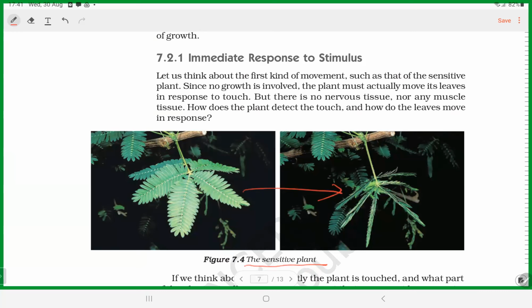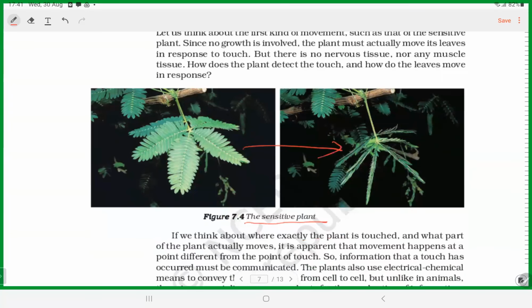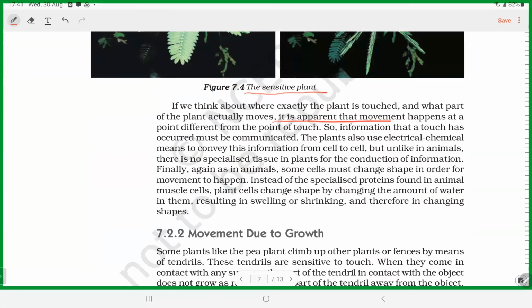Touch is an internal stimulation or external stimulation? External stimulation. When you touch, all of a sudden, the plant closes its leaves. What causes this? Electrochemical means, signal transduction. The plant uses electrochemical means to convey this information from cell to cell. When the external stimulation reaches the plant, some electric signal transduction occurs. Electric signal and chemical molecules make the leaves close.